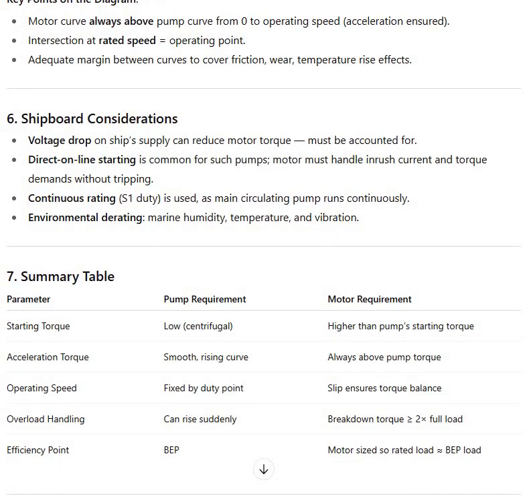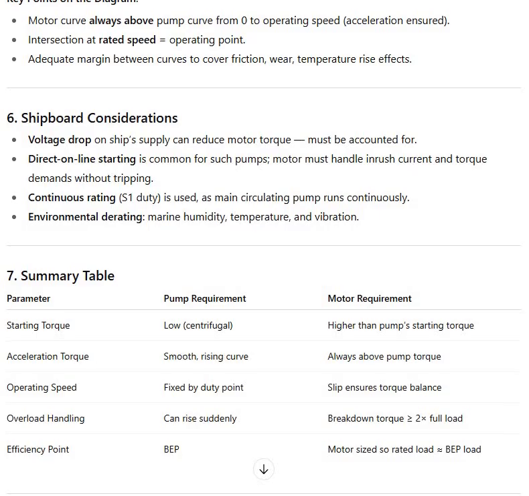Shipboard considerations. Voltage drop on a ship supply can reduce motor torque and must be accounted for. DOL starting is common for such pumps. Motors must handle such inrush current and torque demand without tripping. Continuous rating: S1 duty is used as the main circulating pump runs continuously. Environmental derating for marine humidity, temperature and vibrations.